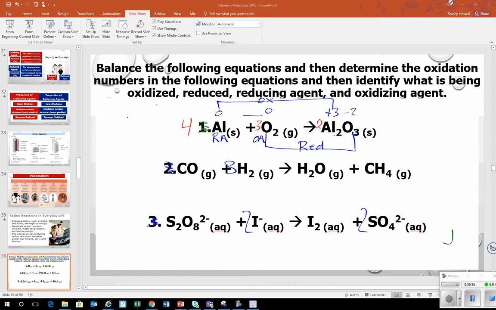So what's becoming more positive is oxidized and it's the reducing agent. What's becoming more negative is reduced and it's the oxidizing agent. Okay? All right, so as soon as you get your part done, go up and put it up.